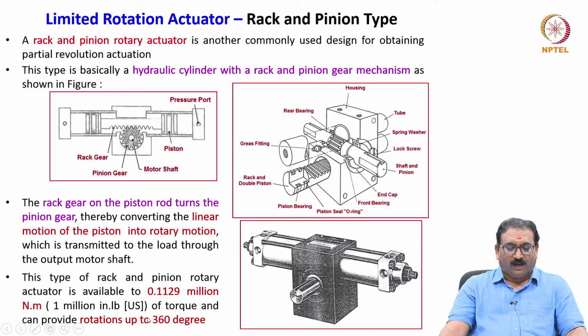and can provide a rotation up to 360 degrees, meaning you will move this way or this way based on the fluid inlet. Meaning what happens here, the linear motion of the rack gear is converted into the rotary motion of the pinion, which is connected to the motor shaft. Very simple principle it is here.